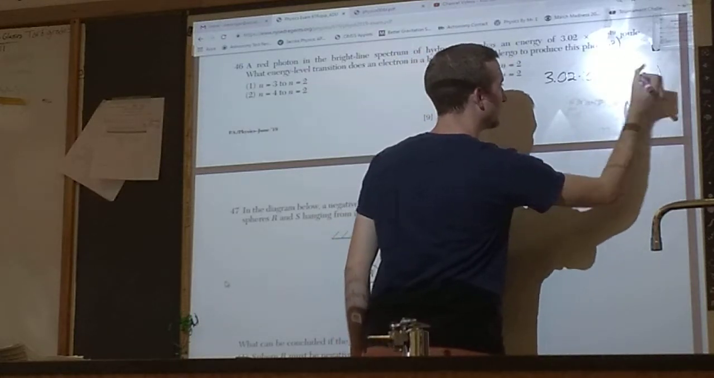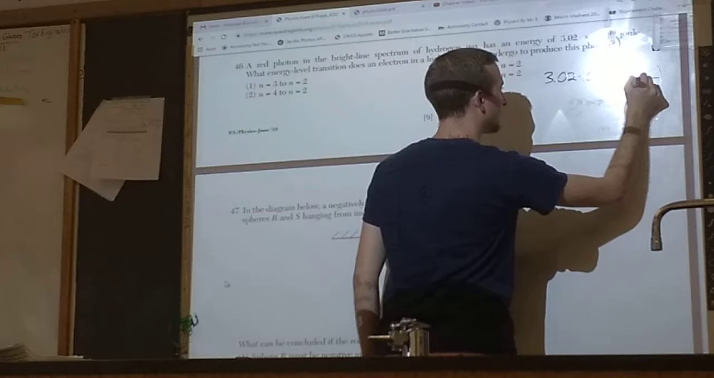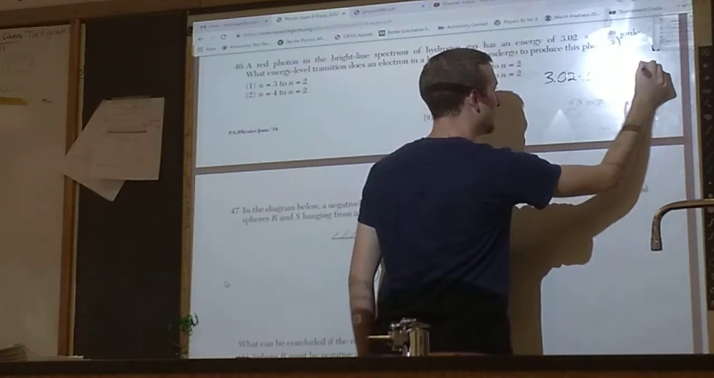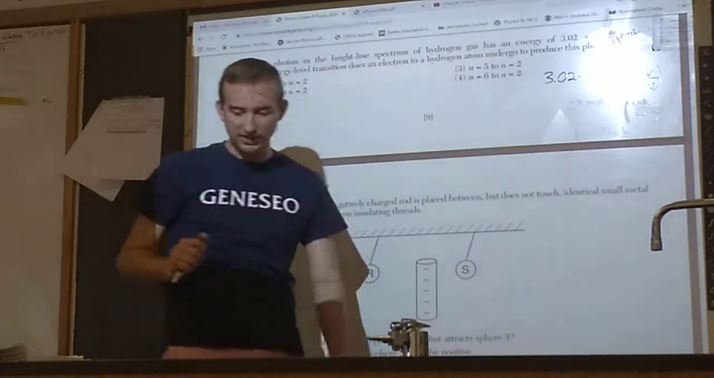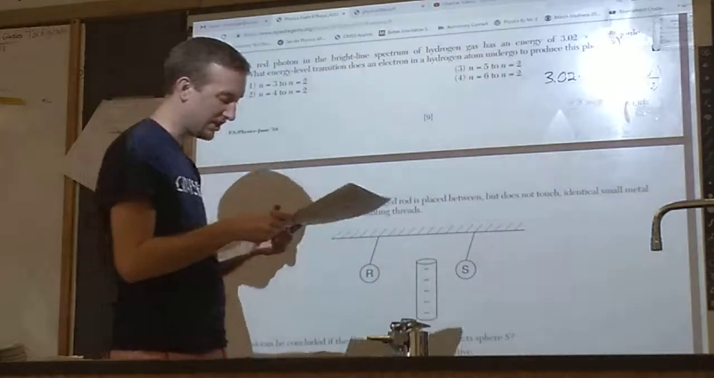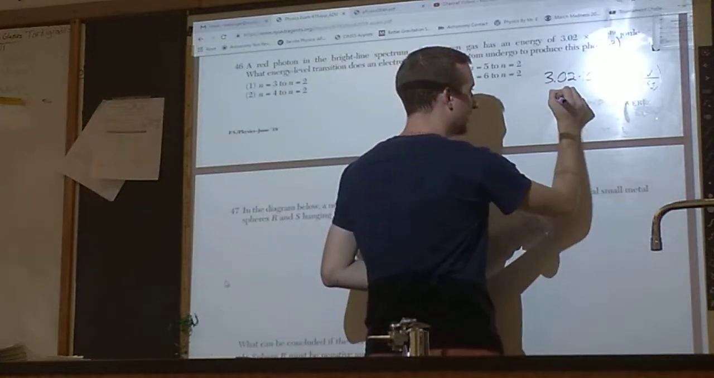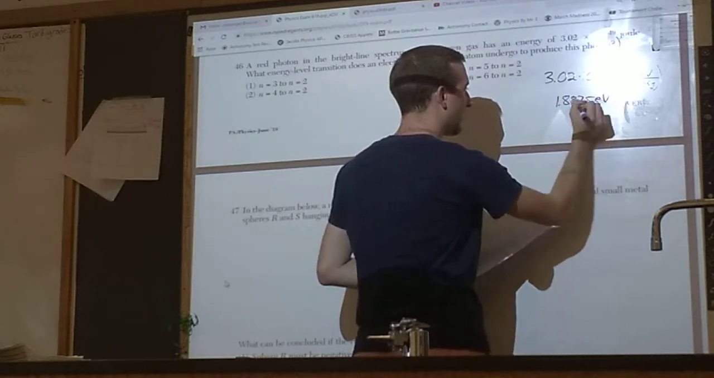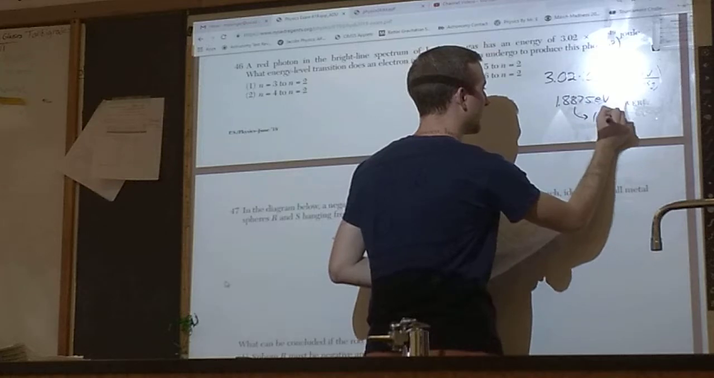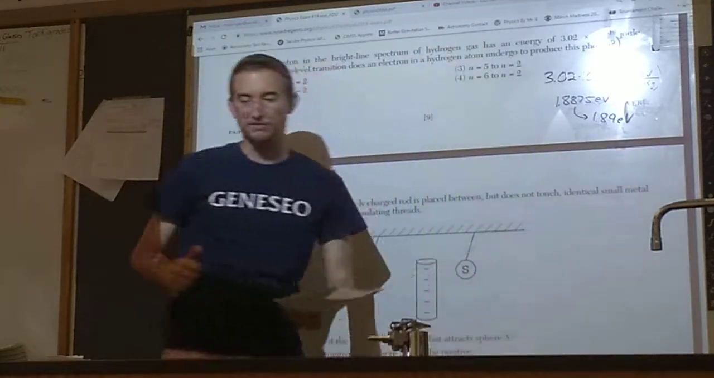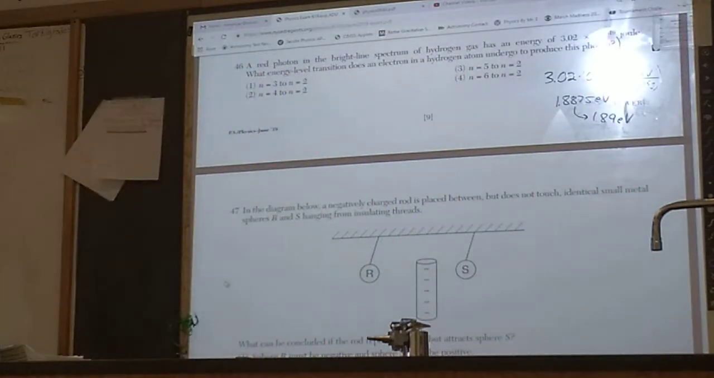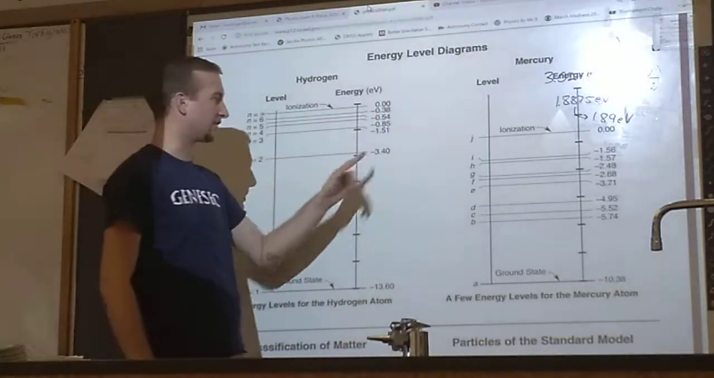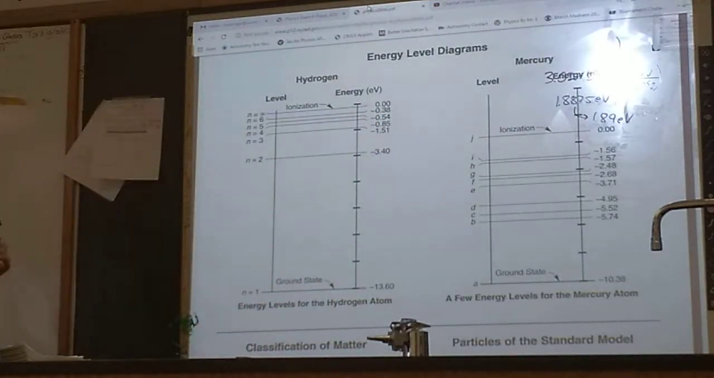We can do this using the conversion on the front of the reference table. I'm just going to write it down here. 1.6 times 10 to the negative 19th joules is 1 eV. And it turns out that this amount of energy in electron volts is about 1.8875 eV. And I'm going to round that to 1.89 eV, because if you notice on our energy level diagram here, we have 2 decimal places, so I might as well go with 2 decimal places here.